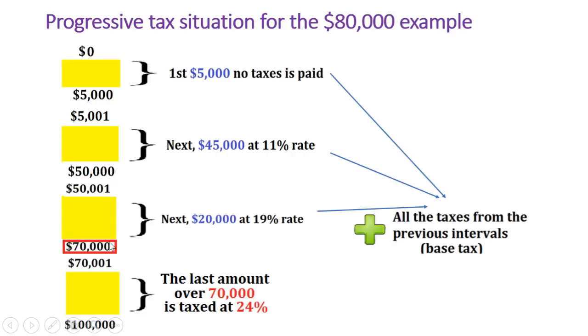So if you notice in this diagram, our 70,000 refers to all the taxes from the previous tax intervals. And this 70,000 is used to deduct from this $80,000 that we have earned in a year. Once we get the last amount, we then multiply it by 24%.